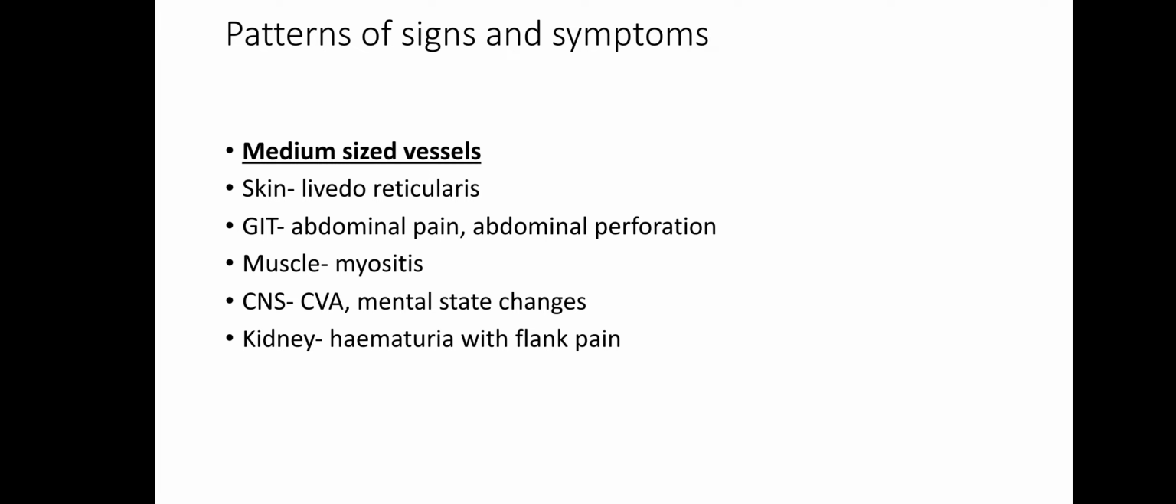Because it's a medium vessel, the branches of the carotid and the meningeal arteries and the cerebral arteries are medium sized, and if they get blocked, you can manifest as a stroke. Also, mental state changes. And for the kidney, we have hematuria with flank pain.